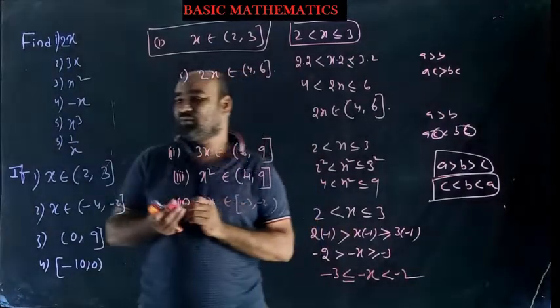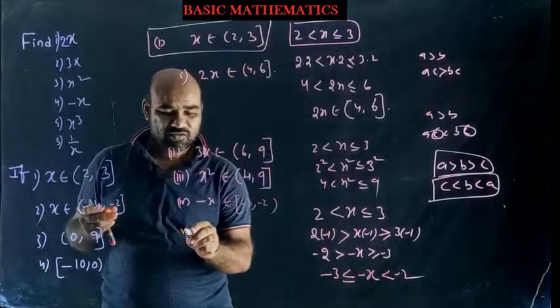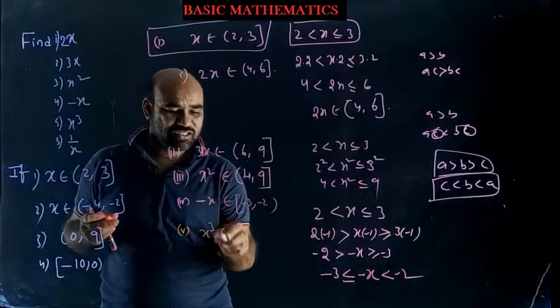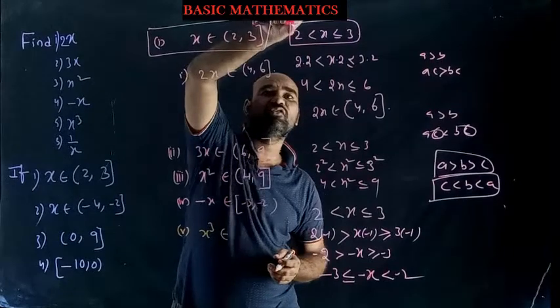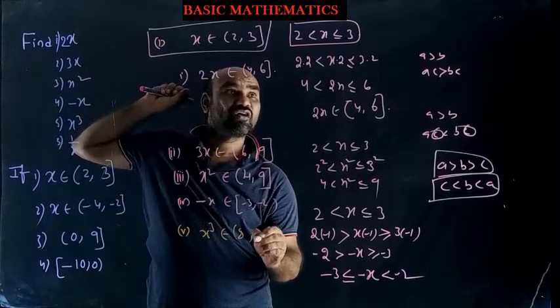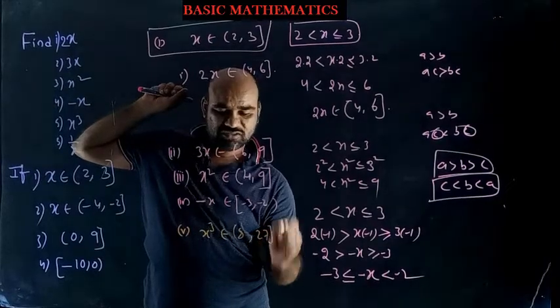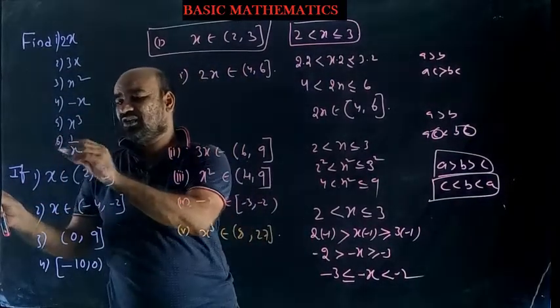So minus x is completed. Next one, x cube I want, the fifth, x cube. All the elements should be cubed, that is not a big problem. So 2 to 3, all elements are cubed. 2 cube is 8, open 8. 3 cube means 27, closed 27, that is x cube. So yeah, this is the sixth one, an important one.